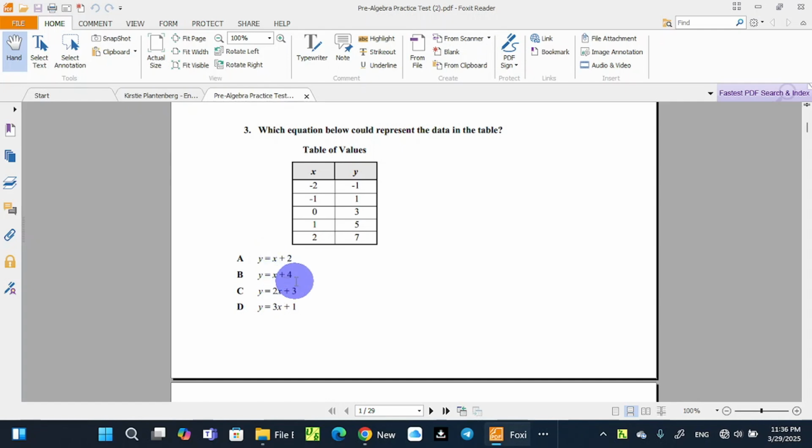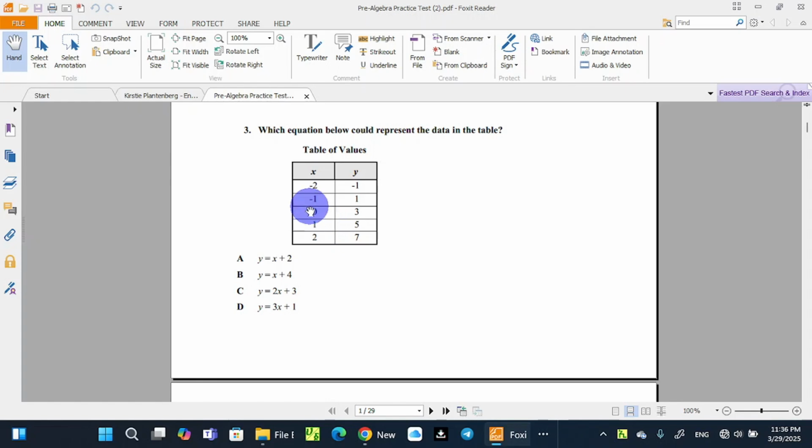What about here? The slope is 1 and the y-intercept is 4. What about here? The slope is 2 and the y-intercept is 3, right? Because when you put x equal to 0 here, the value is 3. To solve the problem, you can substitute numbers from the table and identify which equation satisfies the numbers in the table.